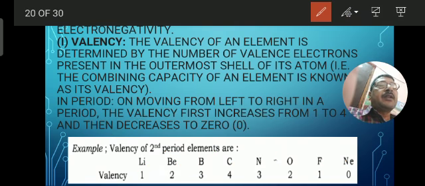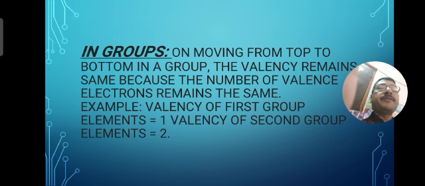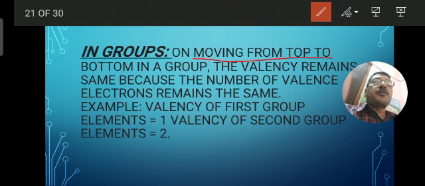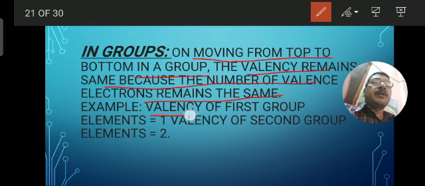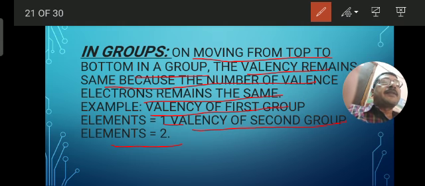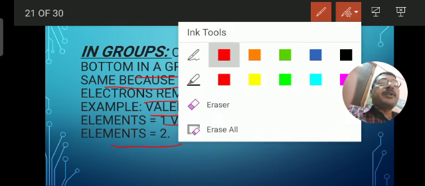Okay. Now come to the next point. In the groups, on moving from top to bottom in a group, what will be observed by you? On moving from top to bottom in a group, the valency remains the same because the number of valence electrons remains the same. Example, valency of the first group element is 1, valency of the second group is 2. Okay, it is never changing, it remains the same.